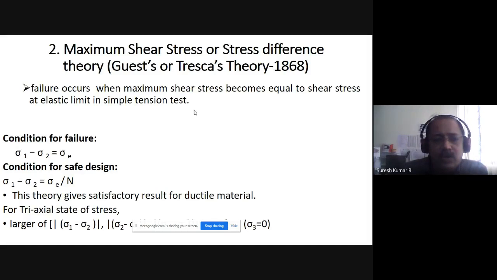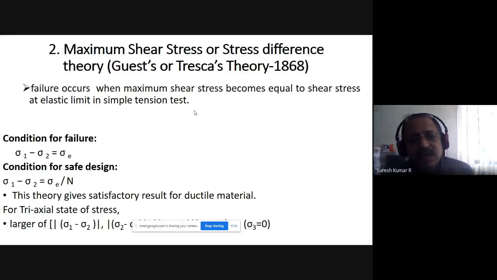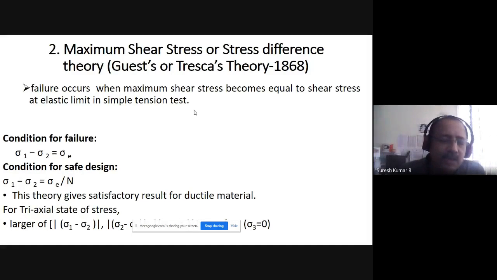Now, how to keep it safe? Restrict the value of sigma 1 minus sigma 2 to sigma E by n. That means dividing the yield point stress by the factor of safety, I get the allowable stress or safe stress. So if sigma 1 minus sigma 2 is restricted to sigma E by n, then the material remains safe. Now, for a triaxial state of stress, where we have sigma 1, sigma 2 as well as sigma 3, whichever is largest among sigma 1 minus sigma 2, sigma 2 minus sigma 3, and sigma 1 minus sigma 3 should be kept within sigma E by n.